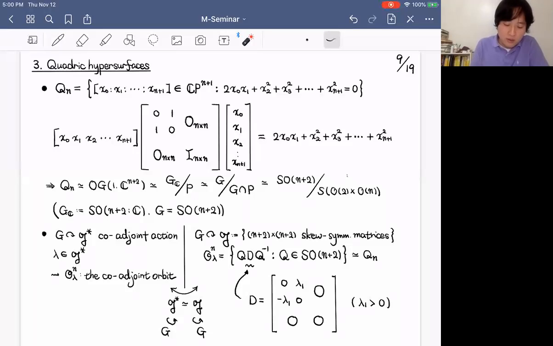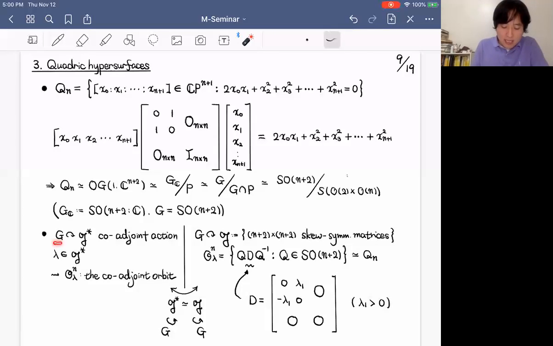Because of this, the quadric hypersurface can be viewed as an orthogonal Grassmannian. I mean, the point is generated by this vector, this vector. And this one can be expressed as a homogeneous space, SO(n), quotient by some parabolic group. Then let's pass to the real compact forms. Then we have Q_n can be expressed as the SO(n+2) homogeneous space. Okay. And then to construct a Lagrangian, I will realize our quadric hypersurface as a coadjoint orbit.